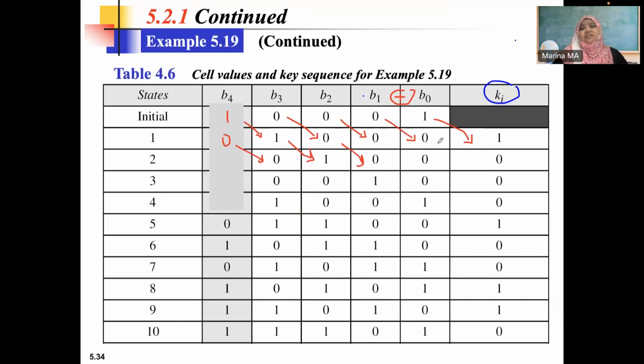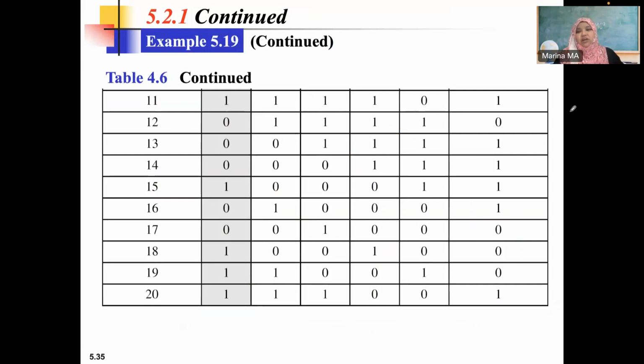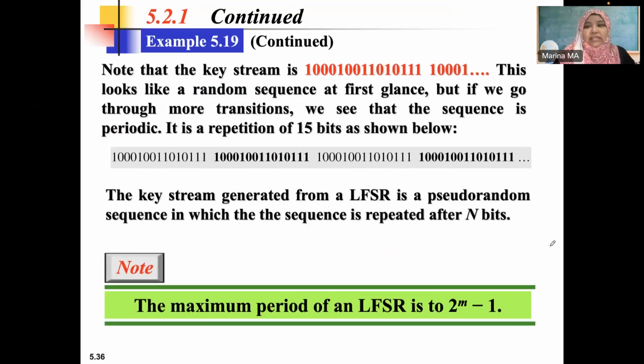Shift. So this becomes here. Okay, and then calculate 0, 0 is 0, like that. That's all you do. You do this until finally you will get a stream of key.